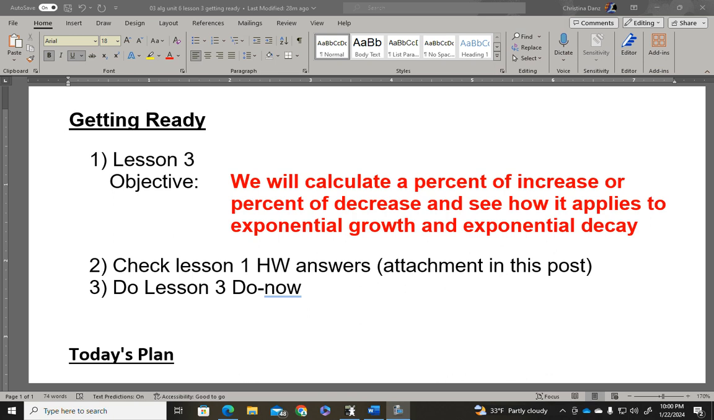So today we'll be doing lesson 3. We will be calculating the percent of increase or percent of decrease, and we will see how it applies to our exponential growth and decay functions. You can check your homework answers when you get a chance, and you can start lesson 3's Do Now, and I will be going over it with you shortly.